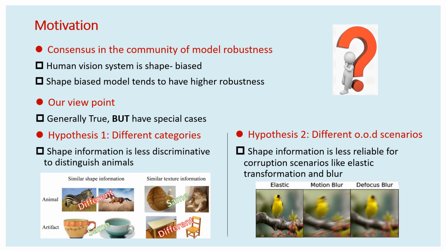Case 2 is from the perspective of o.o.d scenarios. The statement that shape-biased models favor corruption shift in general doesn't imply that they favor every o.o.d type. Especially, we hypothesize that shape information is less reliable for corruption scenarios like elastic transformation and blur.